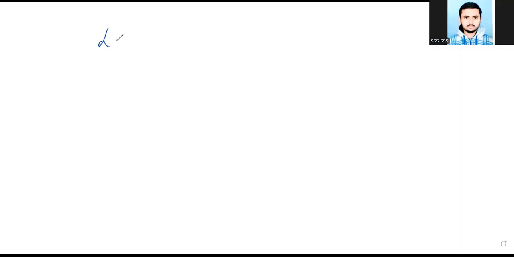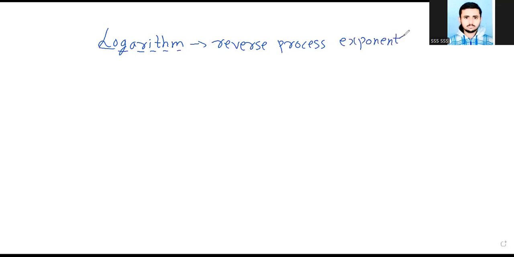Hello everyone. Today we are going to start a new chapter. The name of the new chapter is logarithm. So logarithm is a reverse process of exponents. So let us understand the basic definition of logarithm first of all.